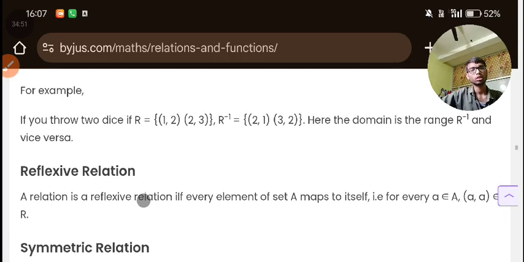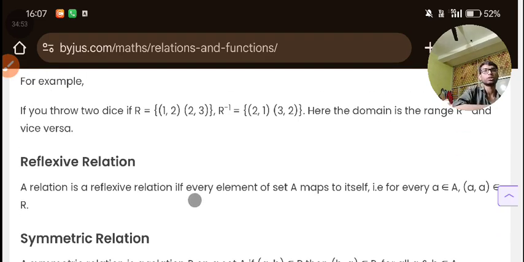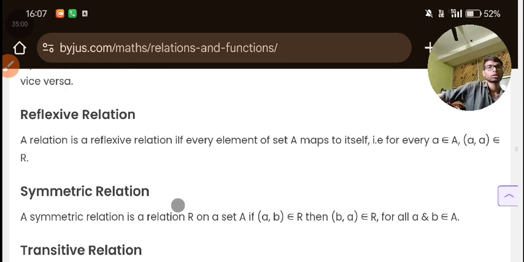Now next we have a reflexive relation. Let's explore it also. A relation is a reflexive relation if every element of set A maps to itself. For example, for every a belongs to A, (a, a) belongs to R.